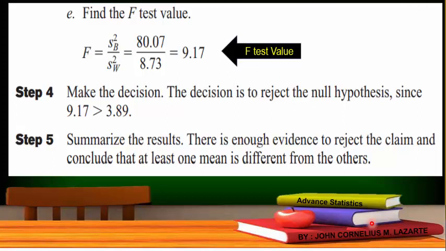Then we make a decision in step 4, which is to reject the null hypothesis since 9.17 is greater than the critical value 3.89. Finally, in step 5, we summarize the result: there is enough evidence to reject the claim and conclude that at least one mean is different from the others.